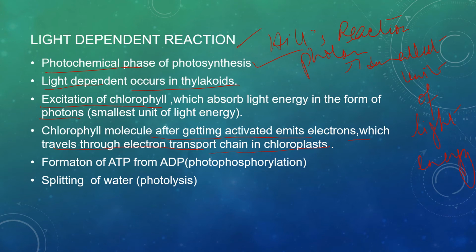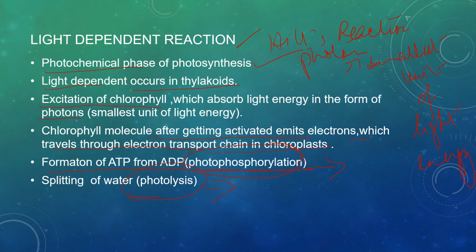After that, what reactions are happening? Formation of ATP from adenosine diphosphate, or ADP, is happening. This process is called photophosphorylation, which we will read in detail in the next part. And the splitting of water, that is photolysis, is happening. So these two main reactions happen after the activation or excitation of the chlorophyll molecules in the leaves.